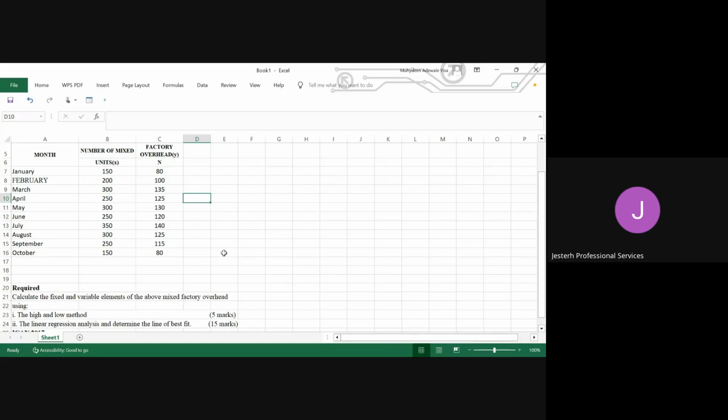Now, the requirement says calculate the fixed and the variable element of the mixed factory overhead. Now we are going to prepare the linear regression. I want us to pay much more attention to this, and to also know how this formula is being used. Wait for me, let me copy the formula to the Excel too.